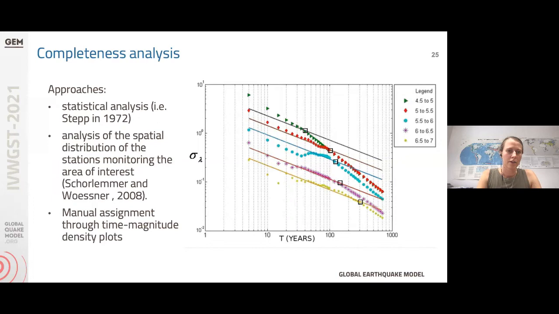There are also some approaches that analyze the spatial distribution of stations that are monitoring the area of interest and find what theoretically should be the completeness magnitude. And finally, there are manual assignments that use time magnitude density plots, like we showed in the former slide.